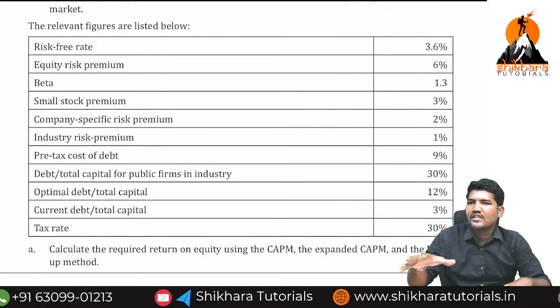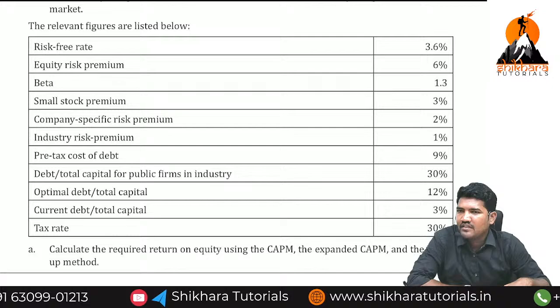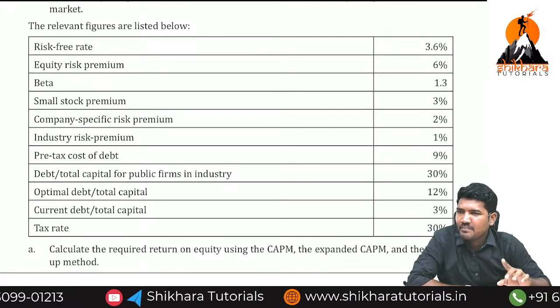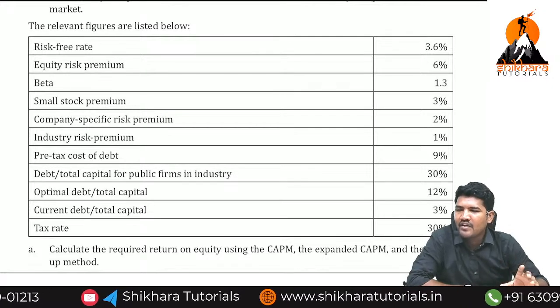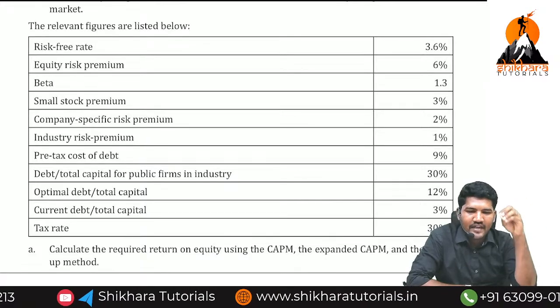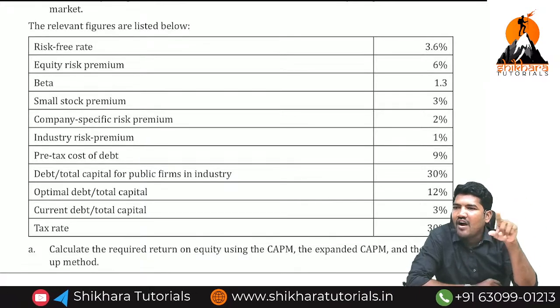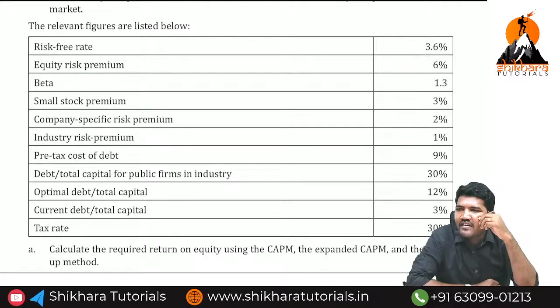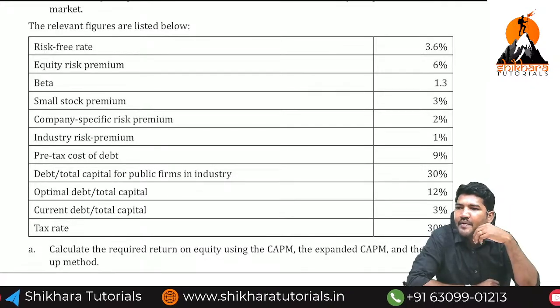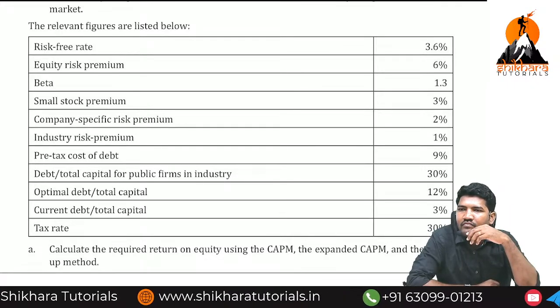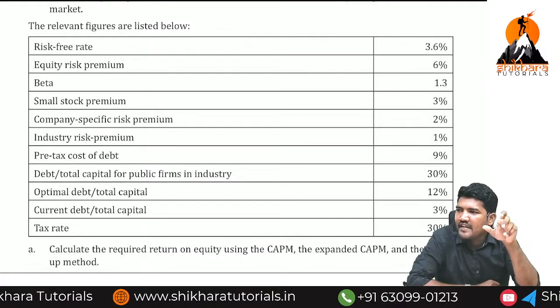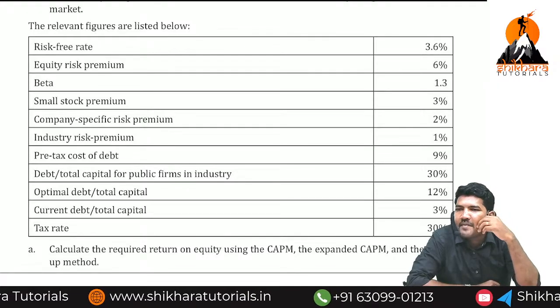As per your knowledge, what is the CAPM formula? RF plus beta into RM minus RF. So let us decode that formula. There is RM minus RF after beta. Can I use the word market premium?